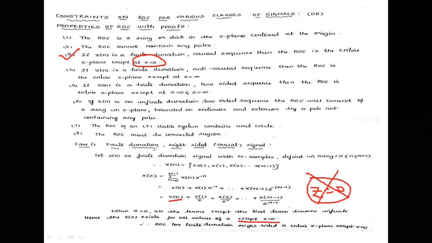The third property here, there is a proof. Except z equal to 0, X of z exists for all the values of z. Therefore, the ROC for a finite duration right-sided sequence is the entire z plane except z equal to 0. Right-sided means nothing but a causal sequence here. Understood, my students?